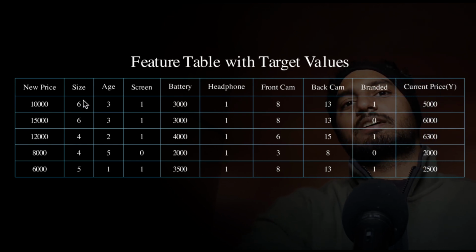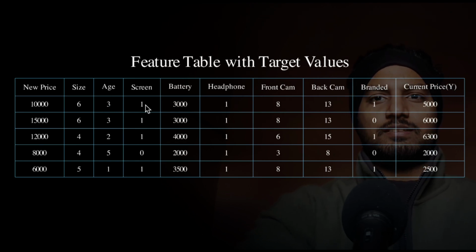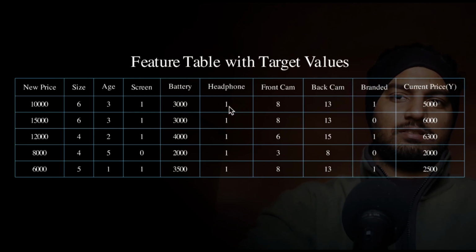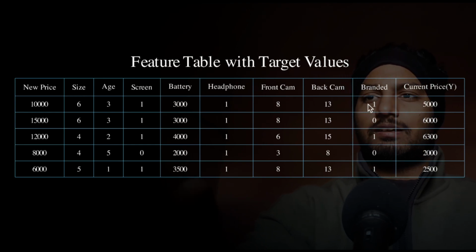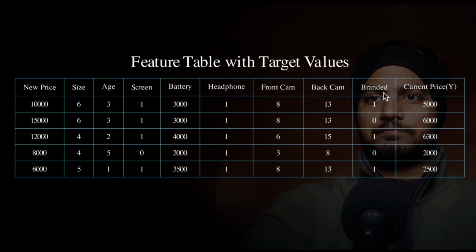The new price was 1000, the size of the phone was 6 inches, the age was 3 years old, the screen was something, if one is AMOLED, the other is TFT. This is the battery in mAh, 3000 mAh, whether the headphone jack is available or not, the front camera, what megapixel for the front camera, back camera 13 megapixel. If it falls under Sony, Apple, Google or something, this brand, then the rest of the companies will be zero, or something like new companies, and then you get the price accordingly, right? So these prices were given. So the goal was to have a predict function where I pass in these values and get this output.